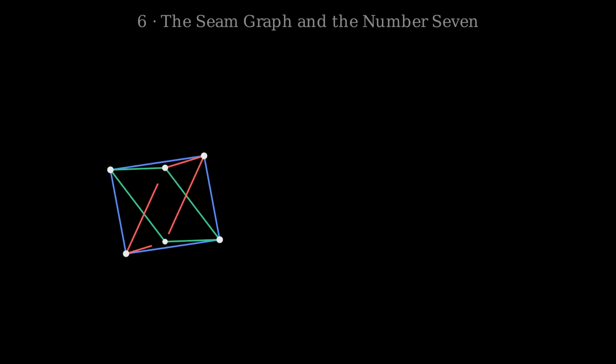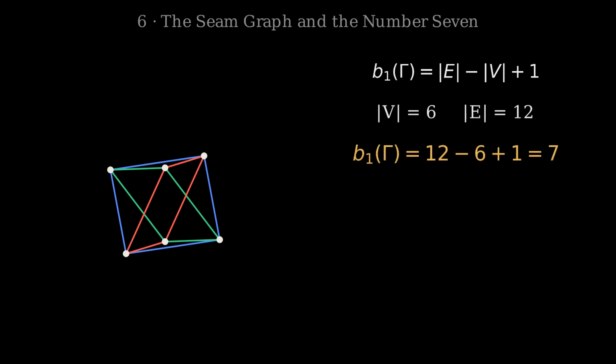The number 7 also appears topologically. For the classical 3-dimensional seed, the seam graph may be chosen so that its first Betti number equals 7. For a connected finite graph, the first Betti number equals the number of edges minus the number of vertices plus 1. So a first Betti number of 7 means that the seam graph contains 7 independent one-dimensional cycles.